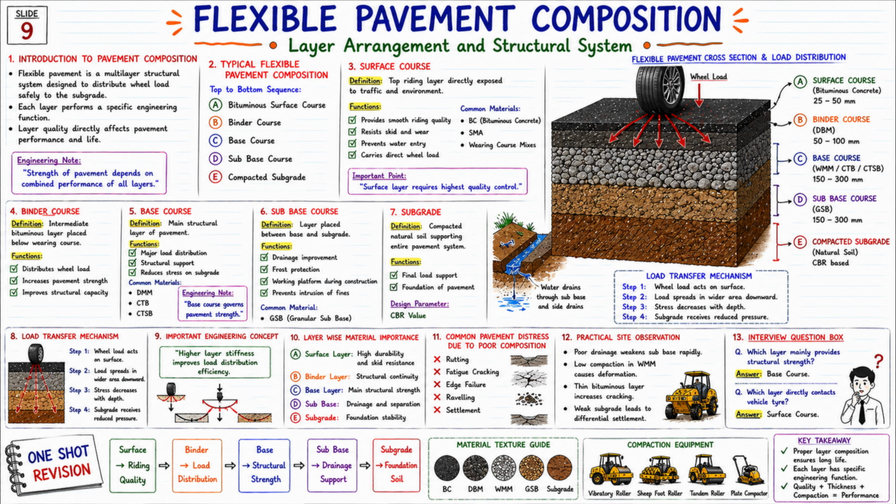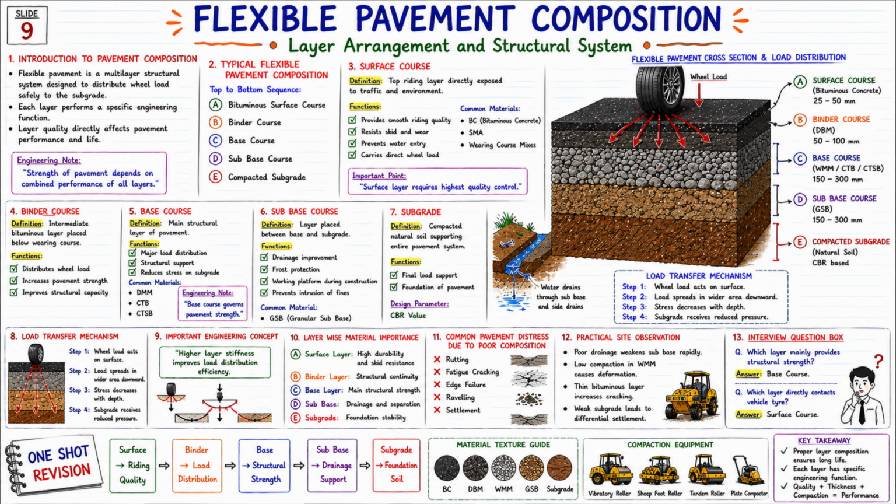Now let us look at the fifth topic: base course. Now this is the most important structural layer. The base course carries the major load of the pavement. Its functions: major load distribution, structural support, stress reduction on subgrade. Now look at the engineering note here. Base course governs pavement strength, and this is considered the most critical layer in practical design.